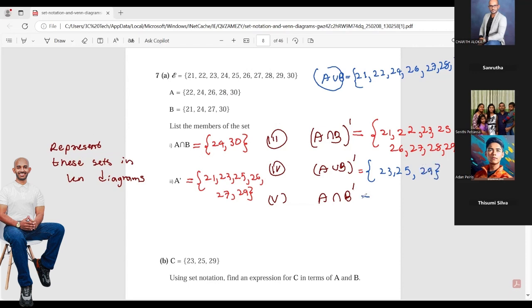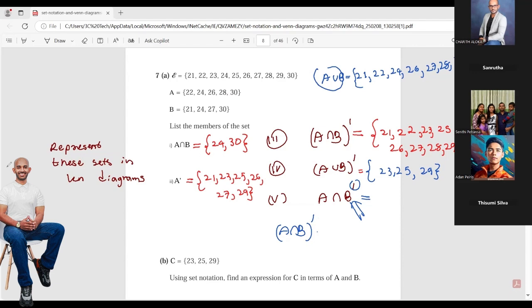Then how to get this one? I told you the meaning of this one. If it is given like this, you can see here the complement is put only on B, right? So it is not given like this. There's no bracket. Complement is there only on where? B. Okay, good.